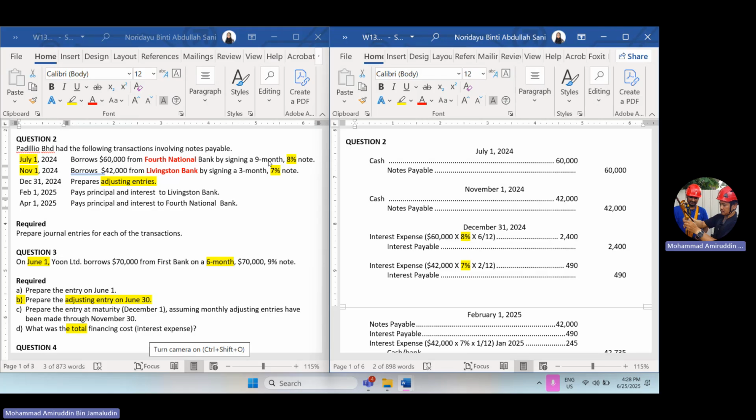Why? This is the maturity period of the notes payable. When you borrow money from the Fourth National Bank, you give notes payable, and you are going to settle the payment on this notes payable within 9 months to Fourth National Bank. You will settle the notes payable to Livingston Bank within 3 months. That's the maturity date of the notes payable, or the due date, for the next year. When is the due date for this notes payable? November, December, January, right? End of January.